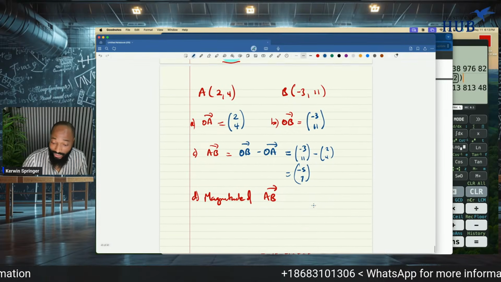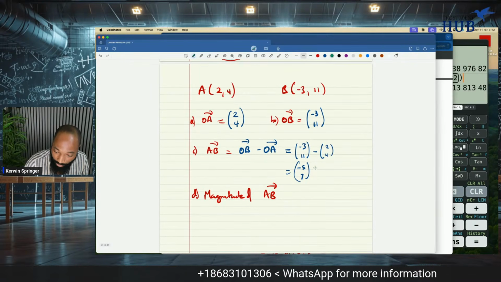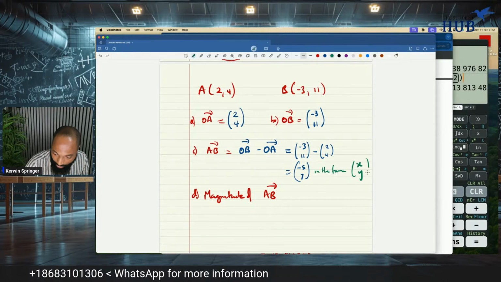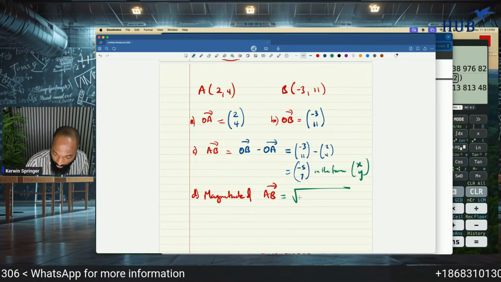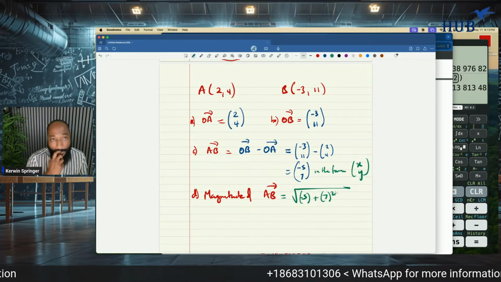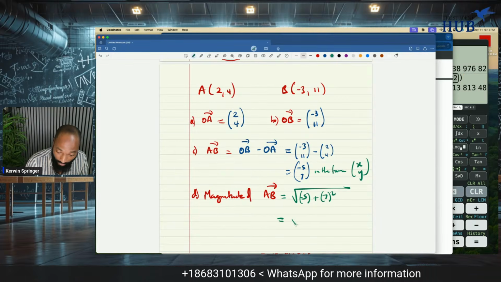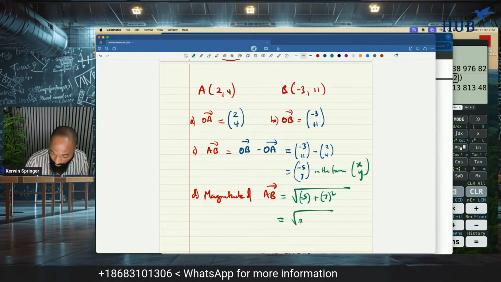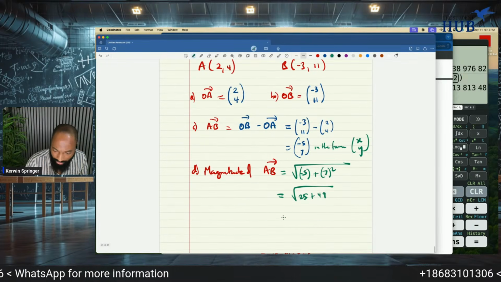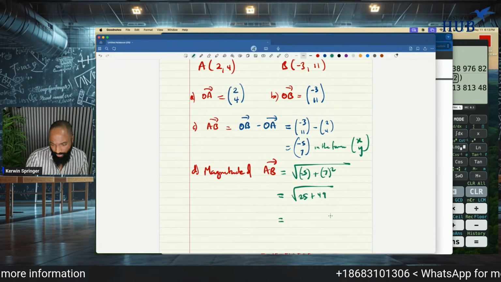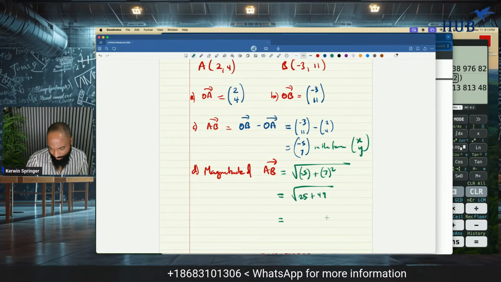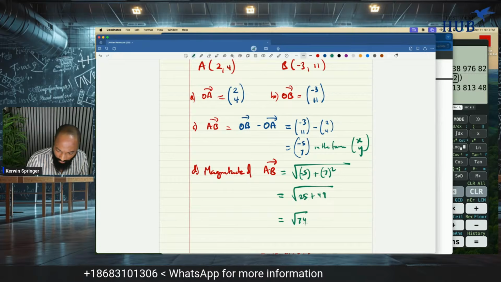So how do you get the magnitude of AB? I just want to tell you all, it's a formula. This is in the form x, y. So the magnitude of AB is the square root of negative 5 squared plus 7 squared, whatever that may be. Wherever the chips fall, they fall. So this is the square root of 25 plus 49. 25 plus 49 is how much, Ali? 74.